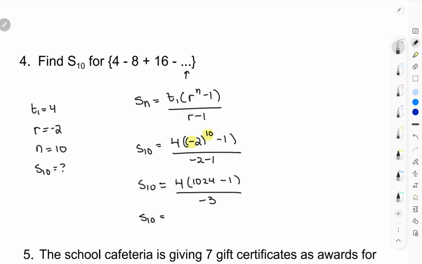Watch your signs. Put brackets around your whole base, which if it's a -2, you can use the negative sign. Just make sure it's inside the brackets. So I'm actually doing 1,023 times 4, and I'm dividing that by -3, and it does give me a negative answer, right? Because every even term is negative. So if I'm finding the sum of an even number of terms, I expect the sum should be negative. So -1,364 is the sum of those 10 terms.